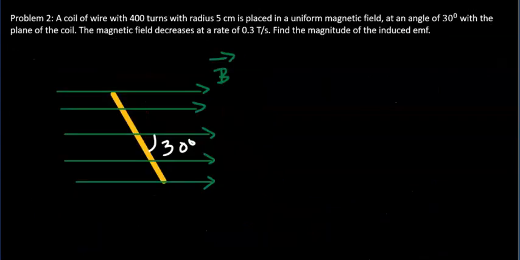Problem 2. A coil of wire with 400 turns and radius 5 cm is placed in a uniform magnetic field at an angle of 30 degrees with respect to the plane of the coil. The magnetic field now decreases at a rate of 0.3 Tesla per second. Find the magnitude of the induced EMF.